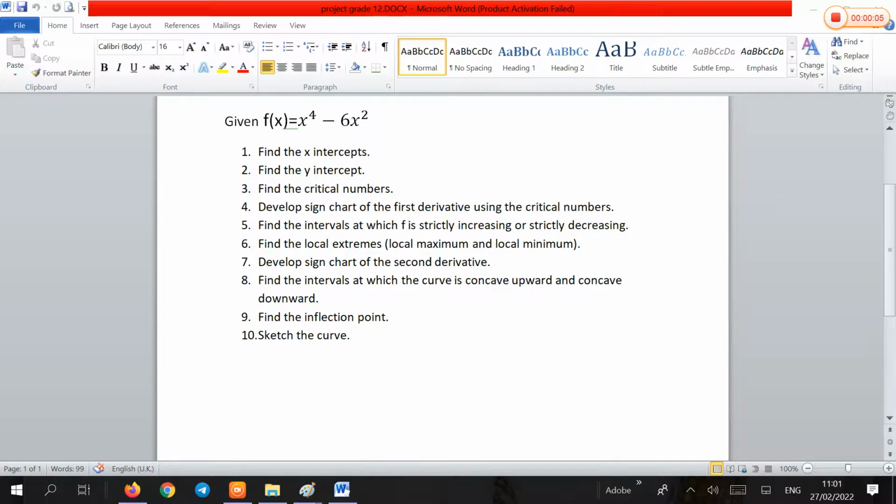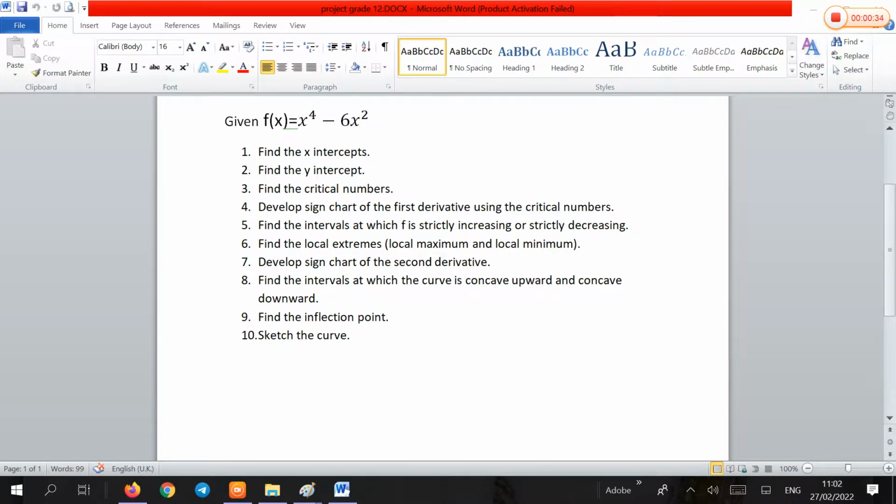Let's try to sketch a graph of a function using the applications of derivatives. If you have a given function x to the power of 4 minus 6x squared, then find the x-intercepts, the y-intercept, the critical numbers, and develop the sign chart for the first derivative using the critical numbers so that you can determine the monotonicity intervals.